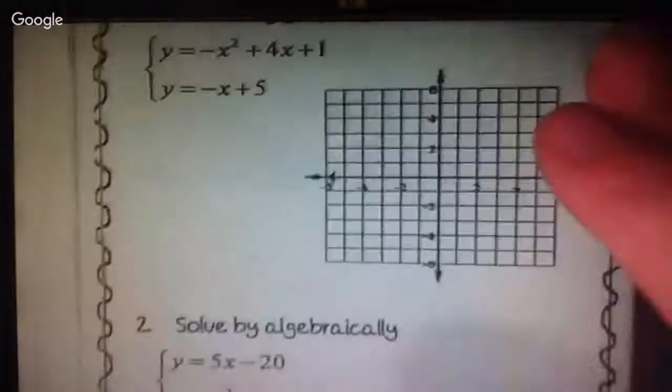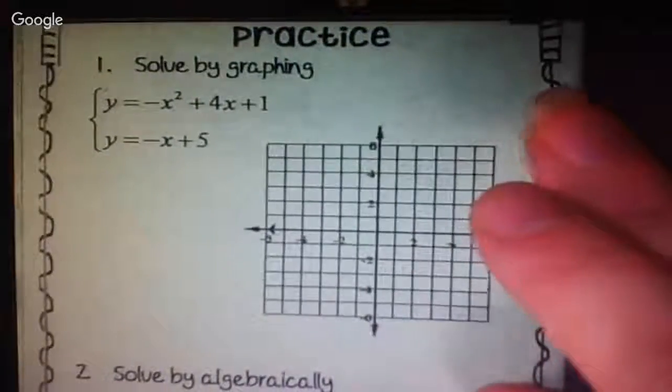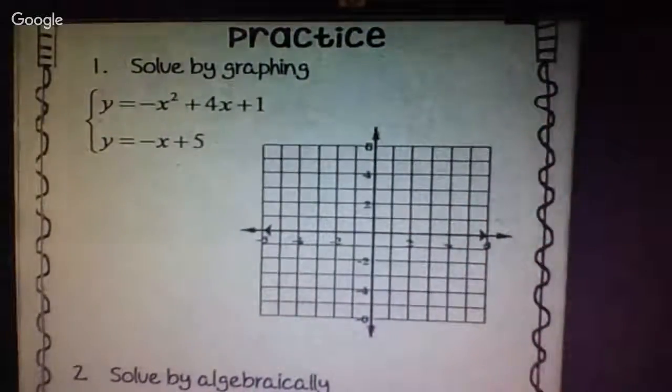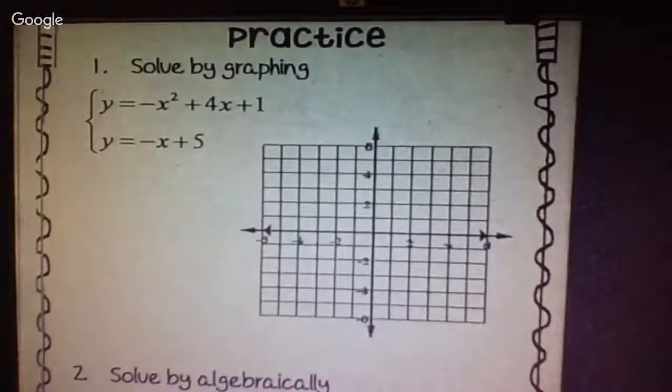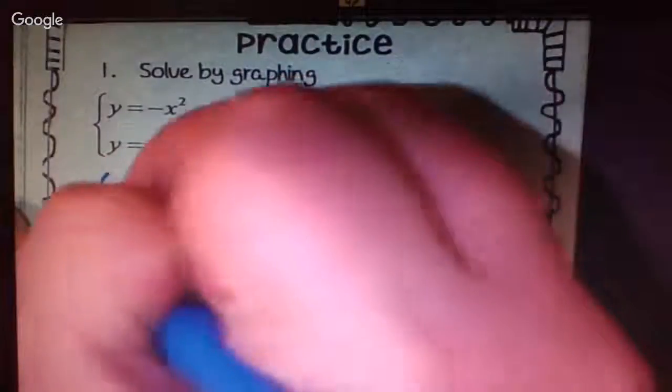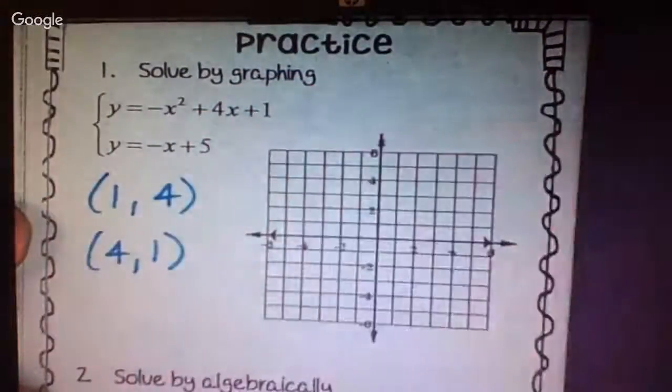All right, guys, what did we get for number 1 on the practice? Make sure you're on number 1, not number 4. It should be the folded page back. I got 1 and 4 and 4 and 1.